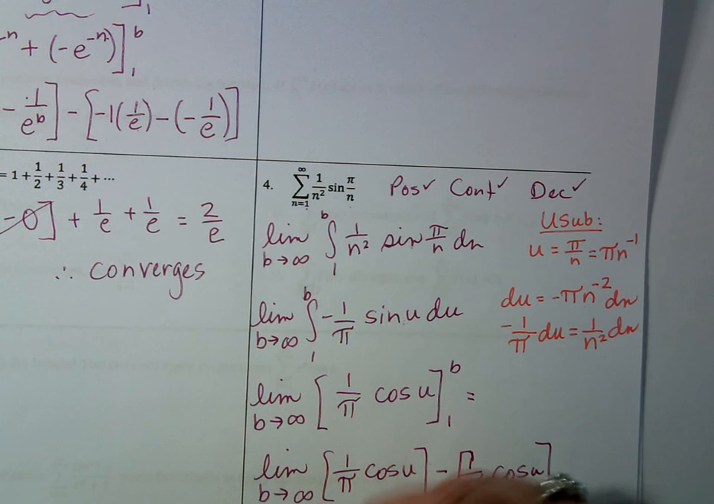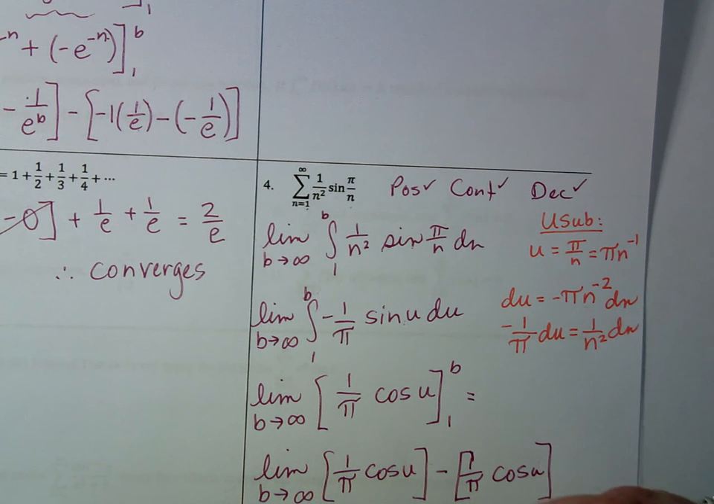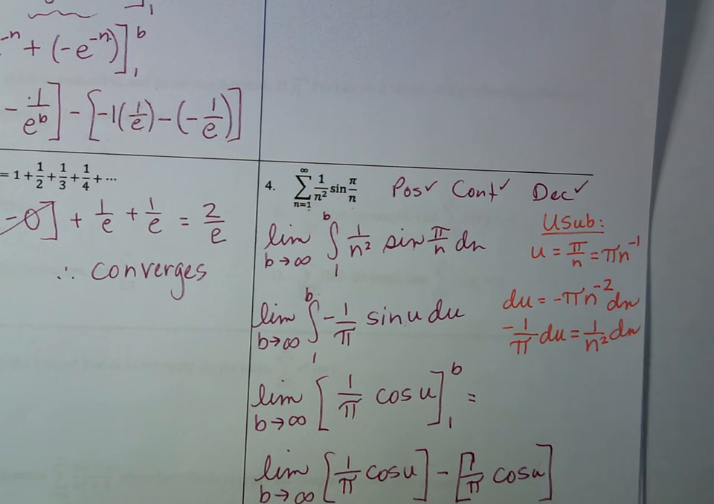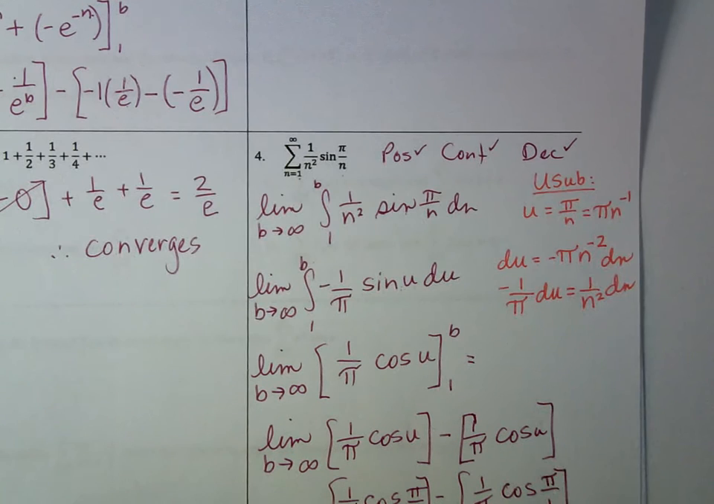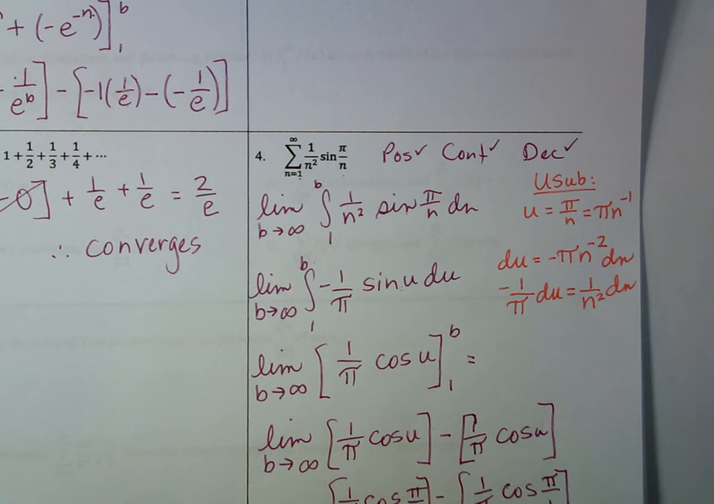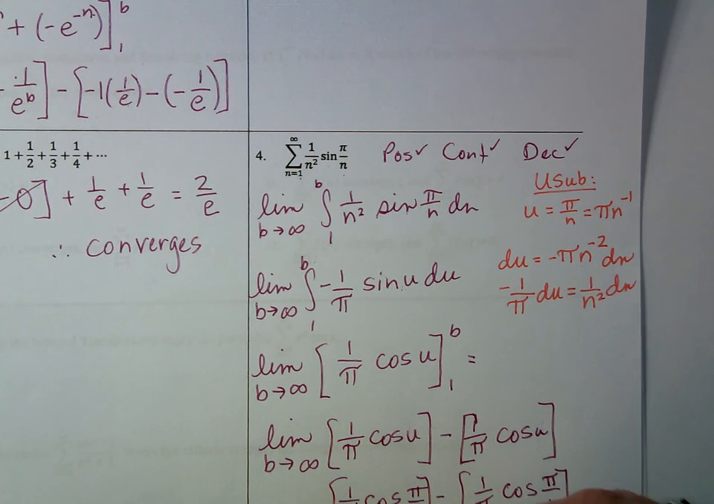Second piece is 1 over pi cosine of pi over 1. All right. Well, pi over b, think b is infinity. If b is infinity, then pi over infinity is 0. What's the cosine of 0? That's what this is asking you for. So I have 1 over pi, but it's times the cosine of 0. And that's going to be subtracting away 1 over pi times the cosine of pi.